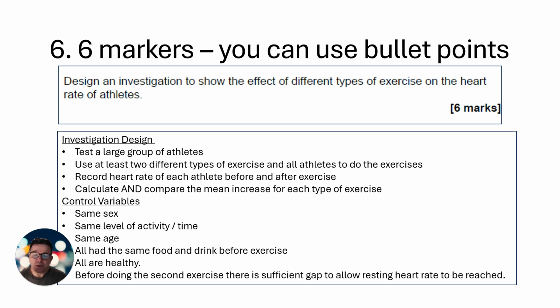So what would I include in those answers? Particularly, I'd calculate and compare the mean increase for each type of exercise, and I've also added control variables. As you can see, rather than writing lots and lots of sentences, it's really clear, and that makes your examiner's life easy, so they can mark it more easily and give you the full 6 marks.